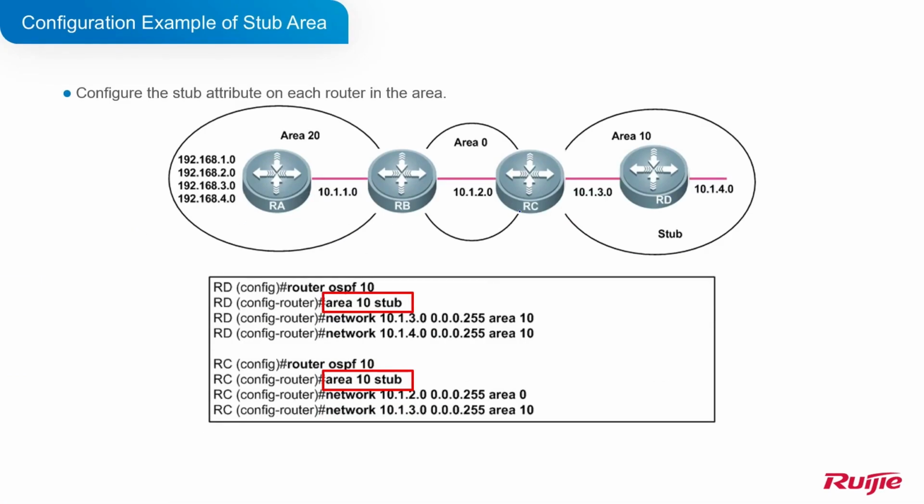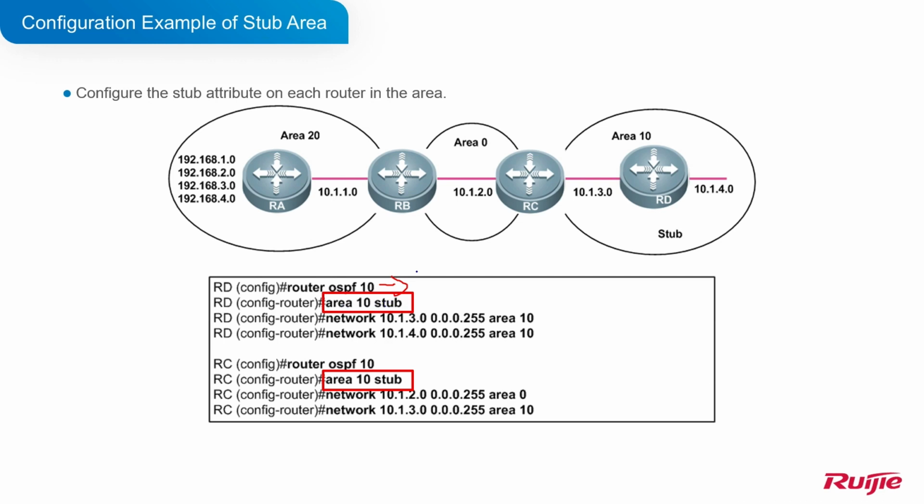Okay, next is the configuration example of the stub area. Here we can see RD belongs to area 10, and now we want to set area 10 to become the stub area, right? Then we enter OSPF 10, and set the area 10 to become the stub area. So we use the command area 10 stub, okay.